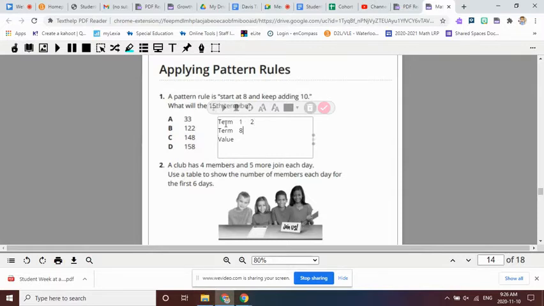And it says keep adding 10. So that means our second term would be 18 because we're adding 10. It means our third term would be 28. Our fourth term would be 38. Our fifth term would be 48. Now, to answer this question correctly, I want to figure out the 15th term.